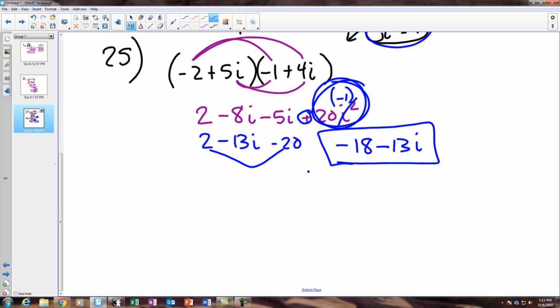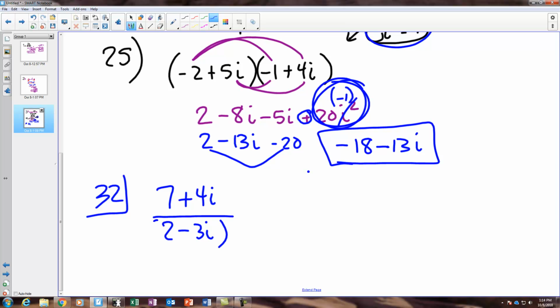So let's look at 32. It's as bad as it's going to get. Okay? It's not that bad. It's just a matter of being patient and making sure you're making the right decisions early. 7 plus 4i over 2 minus 3i. Okay, if you remember from when we were doing other simplification in this section just prior to this, you'd remember that there's a specific pattern to use to get i out of the denominator.